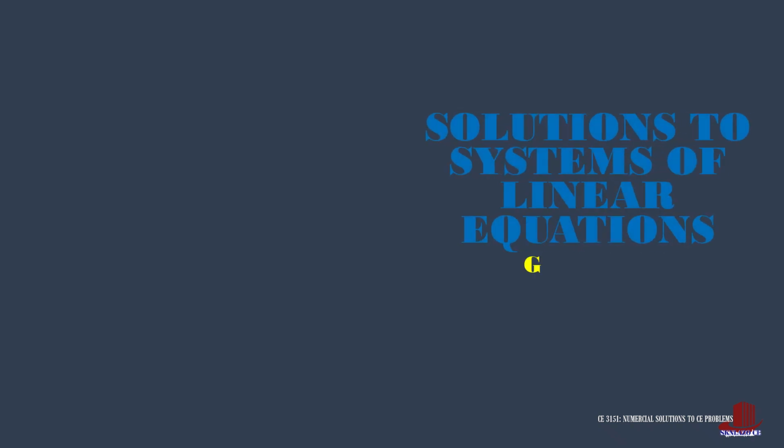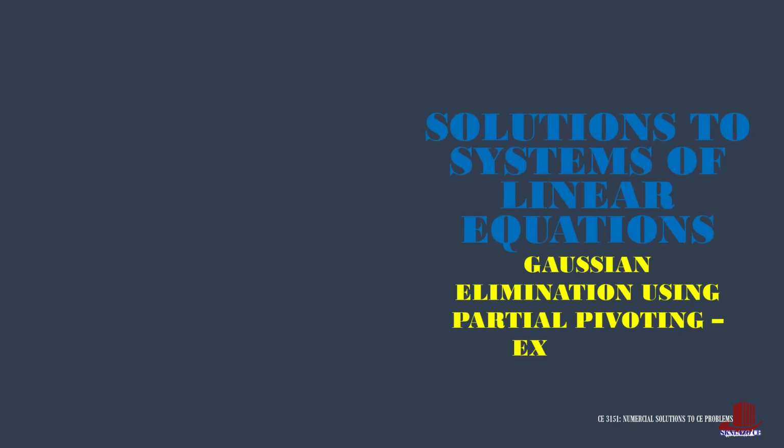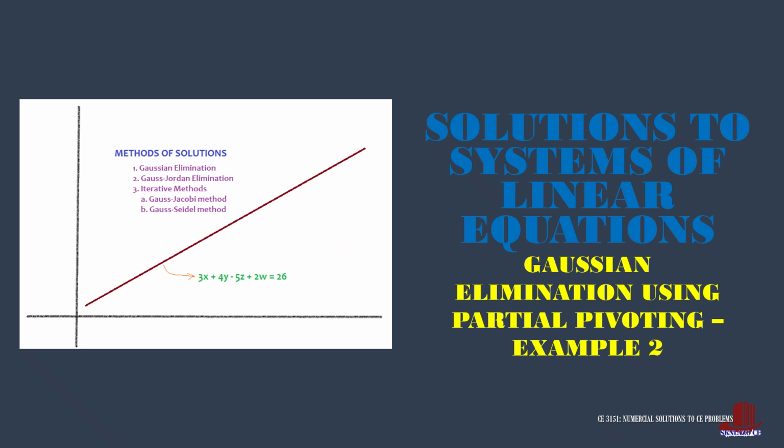Gaussian elimination with partial pivoting is commonly used when the elements in a column are not multiples. Check the procedure here in numerical solutions to see problems.